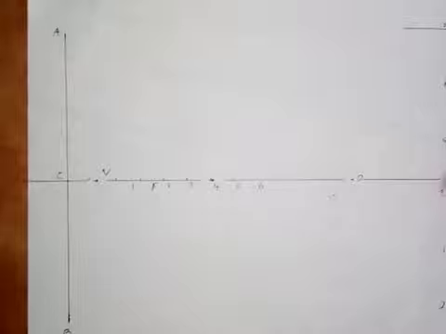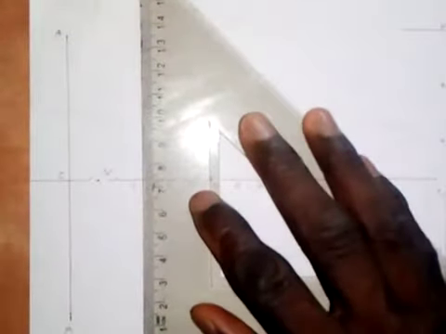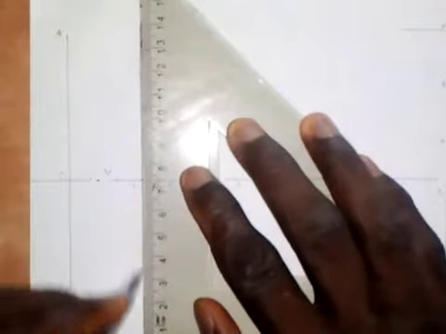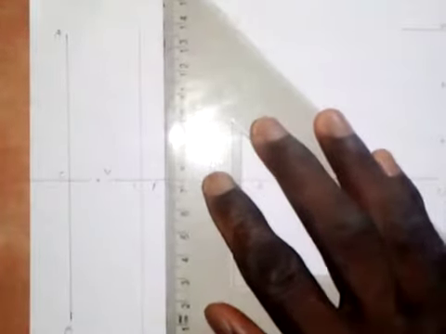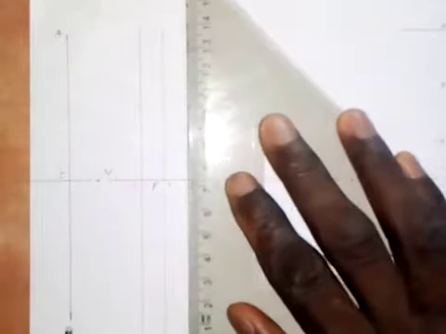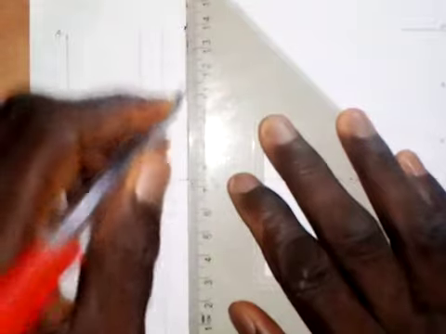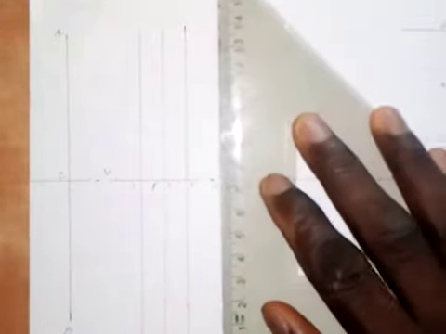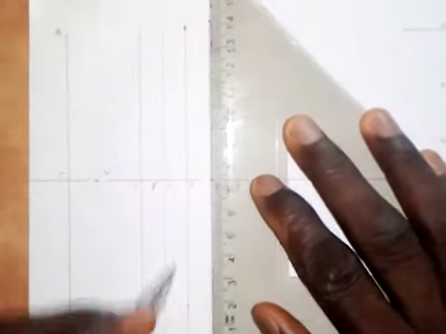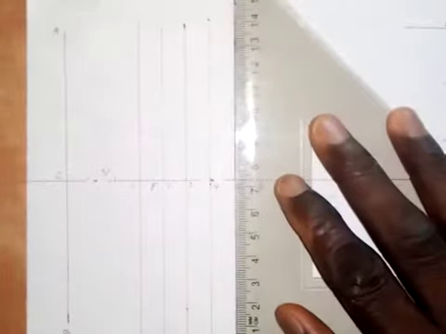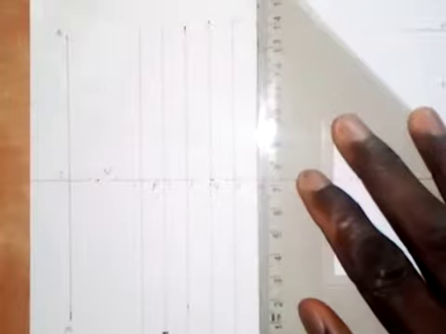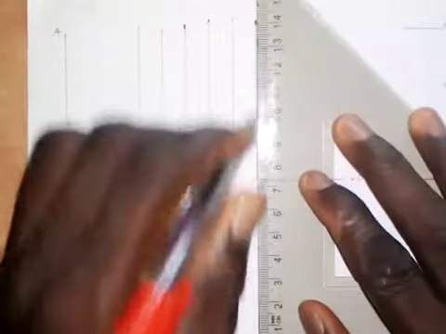Okay, so I'm going to erect a perpendicular on each of these points. So I'll draw a perpendicular line like this. Here I will also draw a perpendicular line. I also draw a perpendicular line here. So at 4, I will draw a perpendicular line. At 5, I will also draw a perpendicular line, and at 6, I will also draw a perpendicular line.